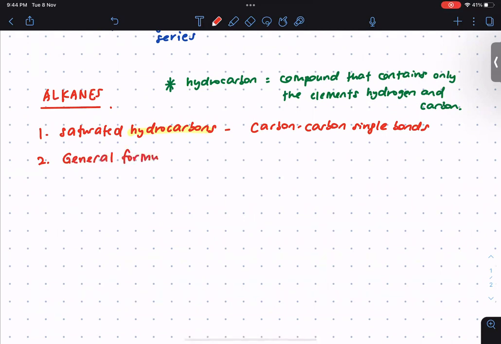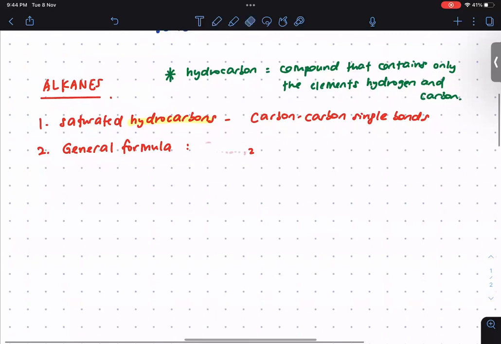For the alkanes, they have a general formula of CnH2n+2. Yeah, CnH2n+2. So they will all have to fulfill this same general formula.